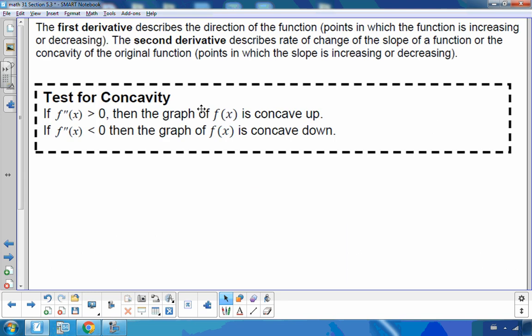The first derivative describes the direction of the function, the points where we're increasing or decreasing, but the second derivative is going to describe the rate of change, how the slopes are changing. So this is our test for concavity. This is going to help us when we curve sketch determine if a curve is concave up or down. If the second derivative is positive, that's good, we're happy, it's concave up. If the second derivative is less than 0, it's negative, it's sad, then the graph will be concave down. So the second derivative tells us concavity. The first derivative tells us slope.